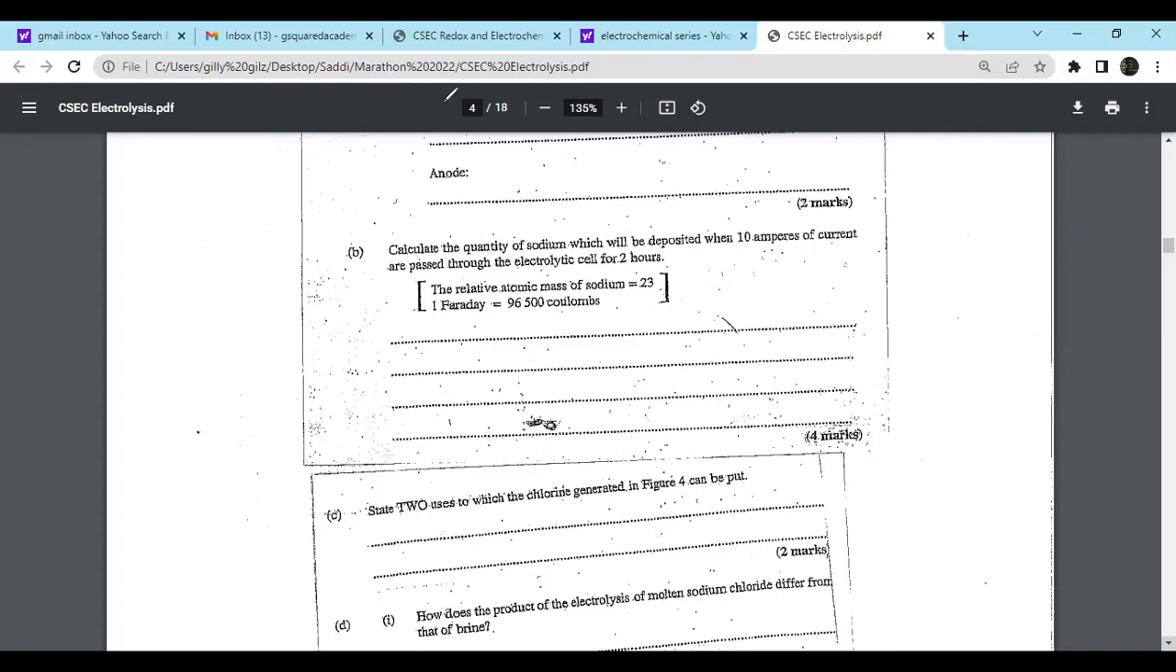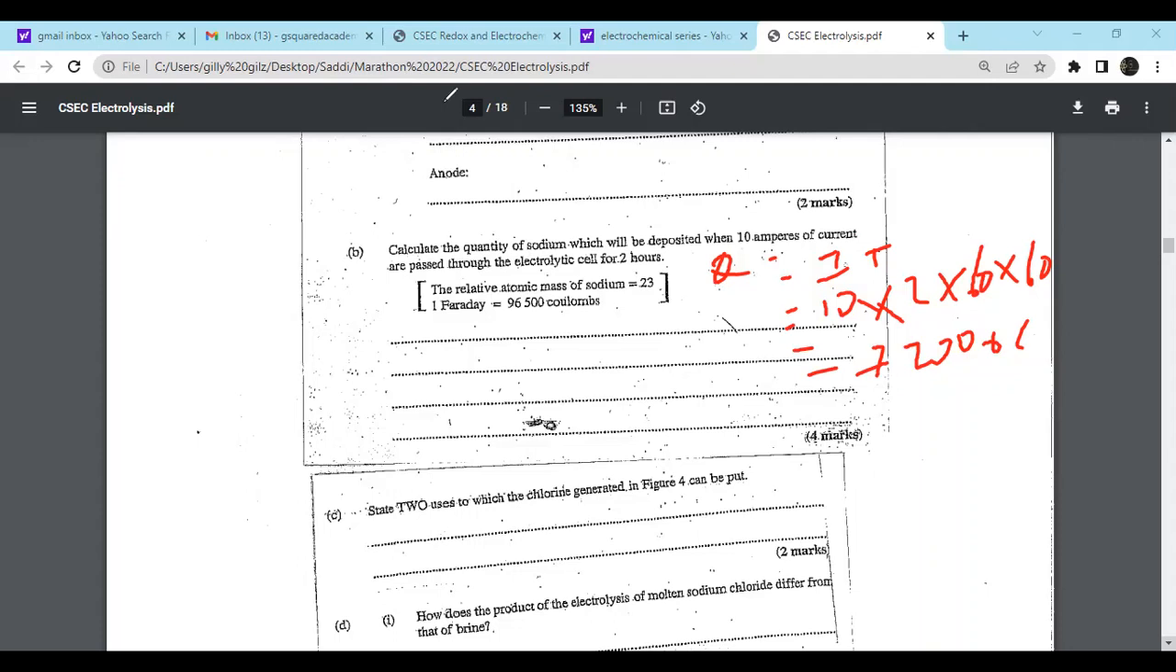So you need to work out Q is equal to IT first. Q is equal to I times T, which is equal to current, 10, times time. It was 2 hours. So how do we convert 2 hours to seconds now? 2 times 60 minutes times 60 seconds. And we get our answer for that, which is 10 times 2 times 60 times 60. That works out to be 72,000 coulombs. So what we have happening is that there is 72,000 coulombs pouring through the cell.